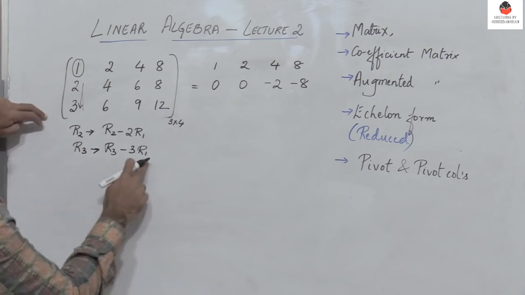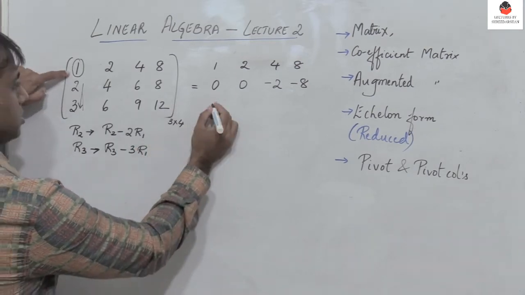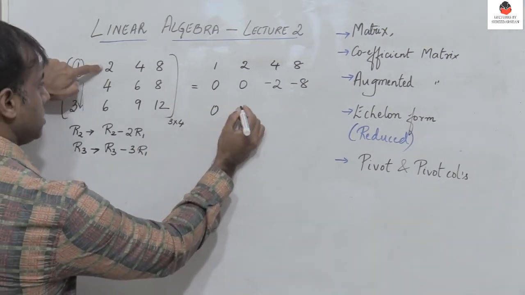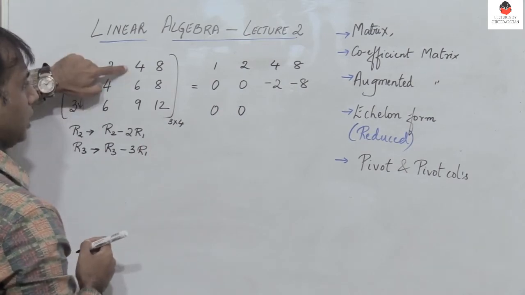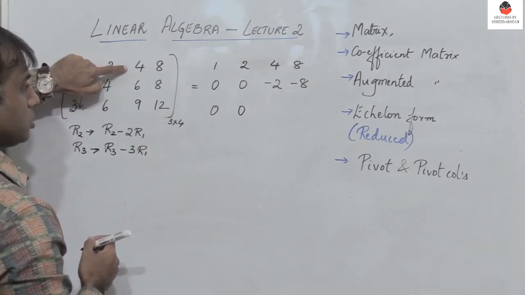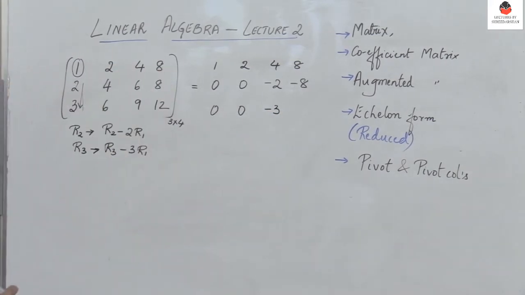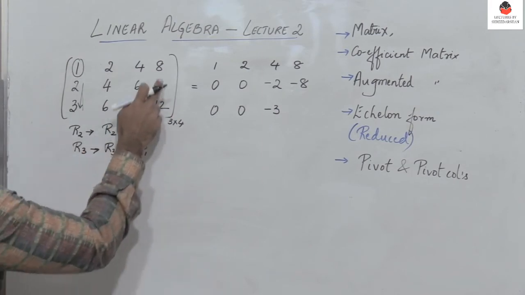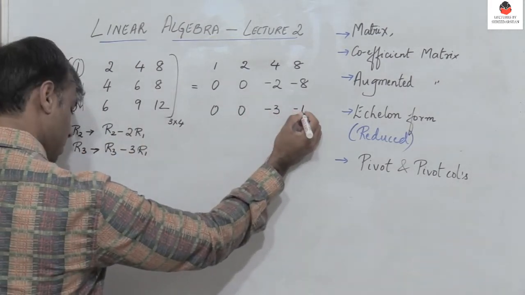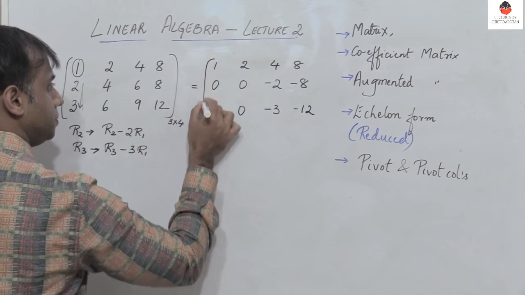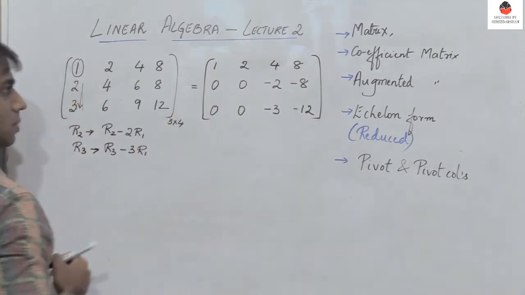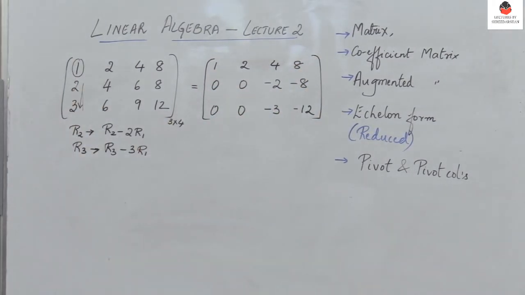Now let me perform this operation. 3 minus 3 is 0. 6 minus 6 is also 0. 9 minus 4 into 3, which is 12, gives me minus 3. And 12 minus 3 into 8, which is 24. So 12 minus 24 gives me minus 12. So finally we get this matrix.